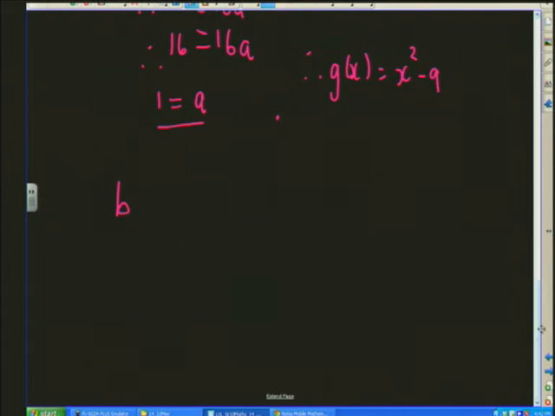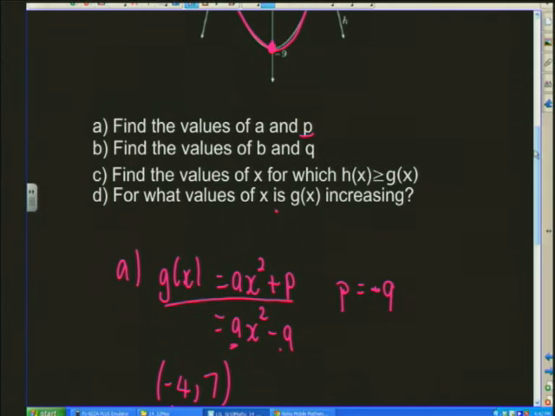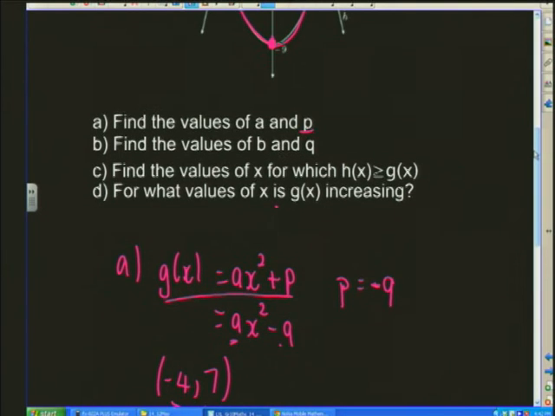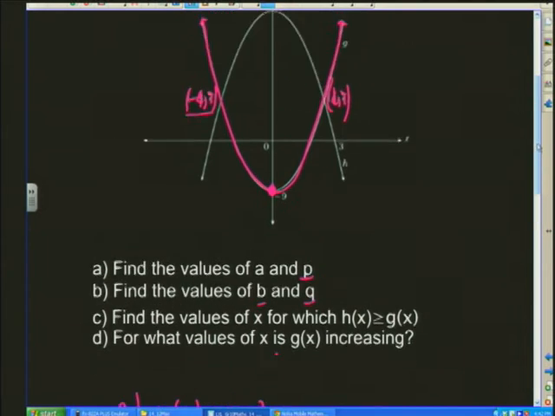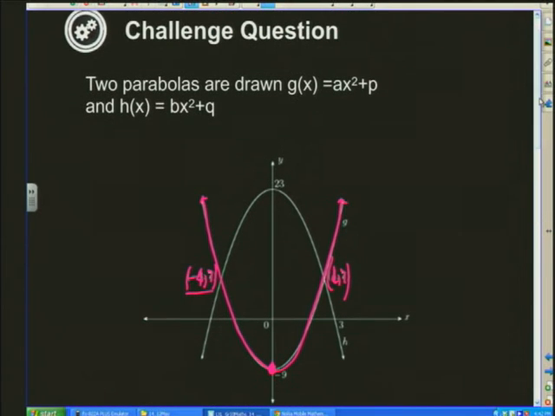Let's look at part B. Okay, here they want you to find the defining equation of the other parabola. So they want the value of b and they want the value of q. And so there we're going to use h of x, which is the name of the other function, the one that's turning around, the one in white now. h of x is equal to bx squared plus q.